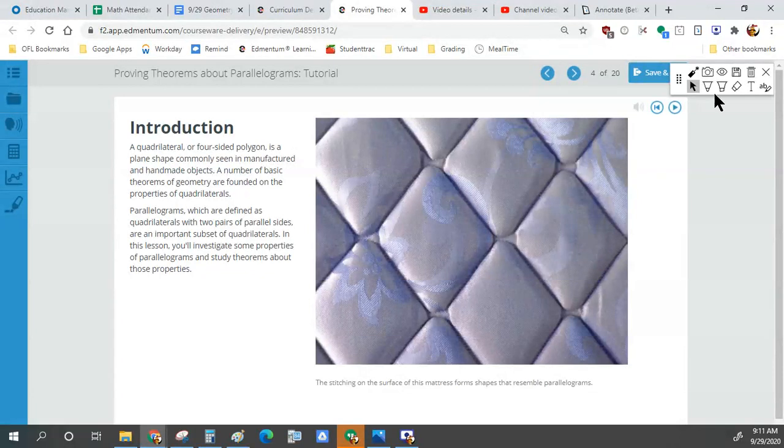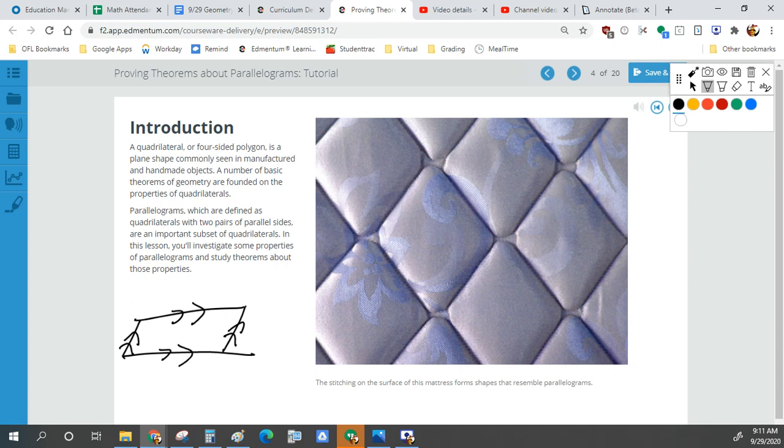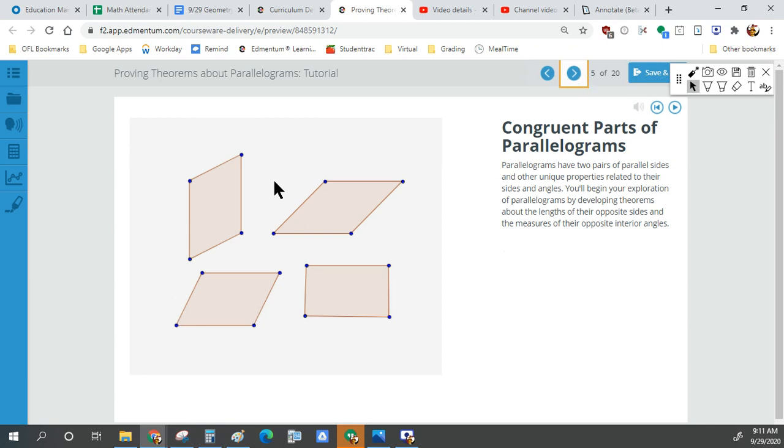So we've talked about parallel lines before, kind of. So parallelogram just means that this side is parallel to this side, and this side is parallel to this side. And these two little marks right here, that just means parallel. So all of these are parallelograms. Even a rectangle is considered a parallelogram.